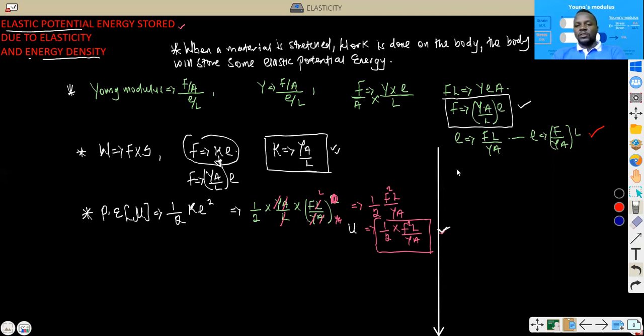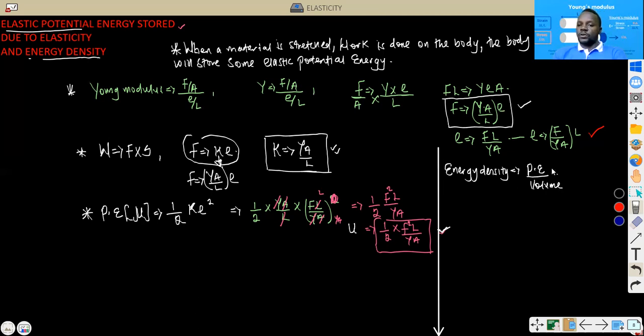Now, in theory, you can be asked to define energy density. It is defined as the ratio of what? Potential energy, that is U, divided by the volume. So keep it at the back of your mind for theoretical questions. If you are asked to define energy density, it is the ratio of the potential energy of the wire, or whatever, divided by the volume.